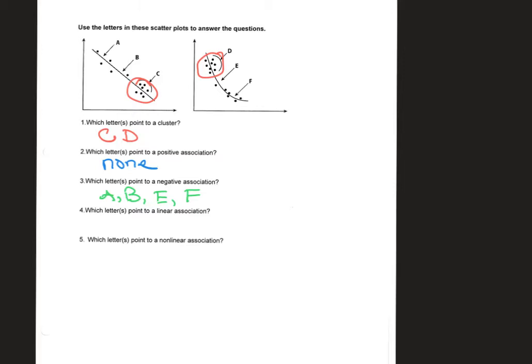Which letters point to linear association? Making a line. Well, that would be A and B, right? This one makes a line. And then which letters point to nonlinear? That would be E and F. Okay, so remember, positive goes up, negative goes down. These would both be considered linear. And if it's all over the place, it's nonlinear, and it is no association.